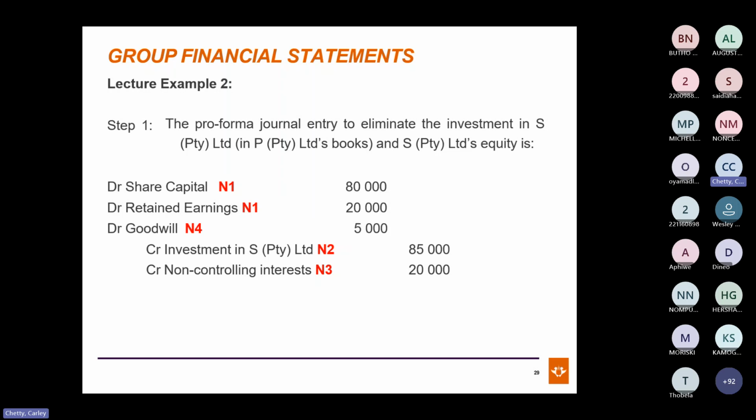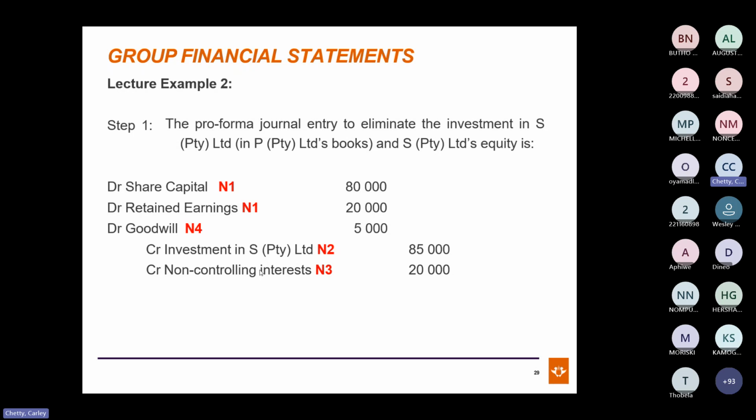So the credit is simply eliminating the parent's cost of investment in the subsidiary, which is the consideration paid by the parent to acquire the 80% in the subsidiary. So P paid 85,000 Rand to acquire 80%, and that's fine in the separate financial statements of P. But in the group financial statements, we cannot show this investment because P and S are seen as one company. So on consolidation, P and S are seen as one company, and it doesn't make sense. You cannot own an investment in yourself. So here we are crediting investment in S Limited with 85,000.